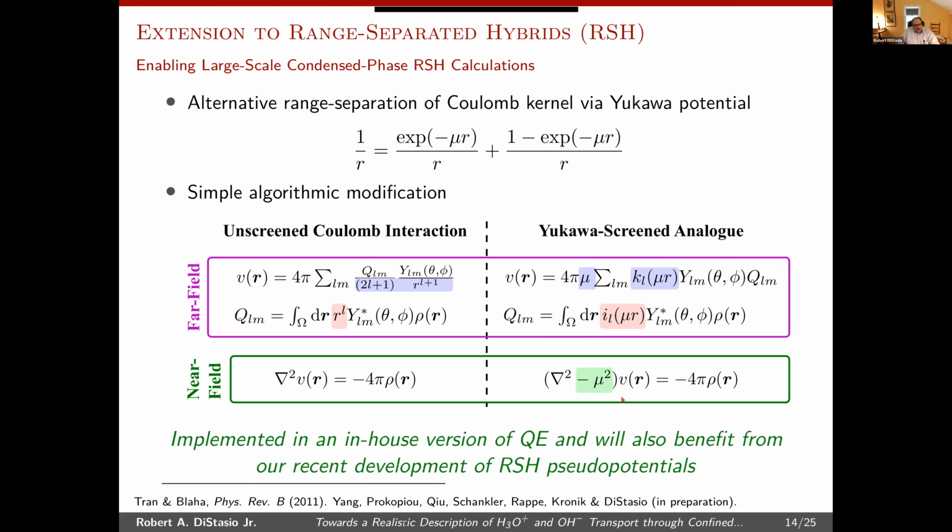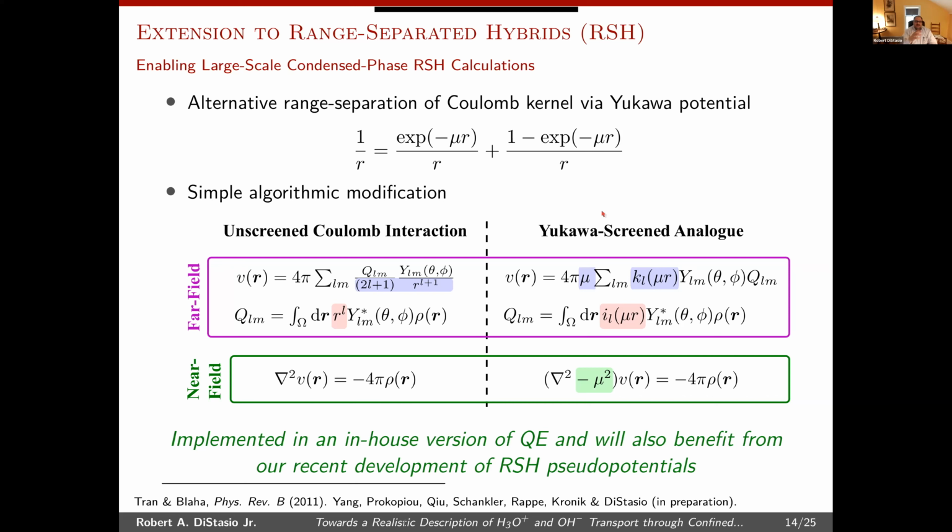So again, very, very minor changes to our algorithm. We get to take advantage of everything, and now we have range-separated hybrids. This week, we have it implemented in an in-house version of Quantum Espresso. And I should also mention that this will benefit from our recent work with Andrew Rappe at Penn and Leeor Kronik at Weizmann Institute, where we developed range-separated hybrid pseudo-potentials, right, that are going to be available in OPIUM. All right, so those are some of the extensions I wanted to mention.